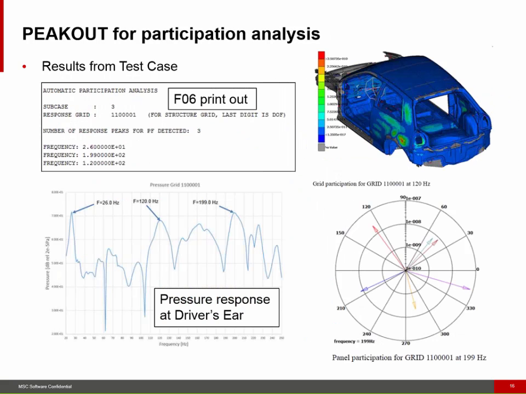And you can take a look at the results from this test case. So in the F06 file you will get a confirmation of the peaks that were found by the automatic peak extraction. And in this case it's 26, 120 and 199 Hertz. And as you can see, of course, it corresponds to the highest peaks in the frequency response function from this analysis. And then you can post-process your grid participations as a contour plot or the panel participation more as a polar plot in order to see the direction and the magnitude of the different panel contributions.